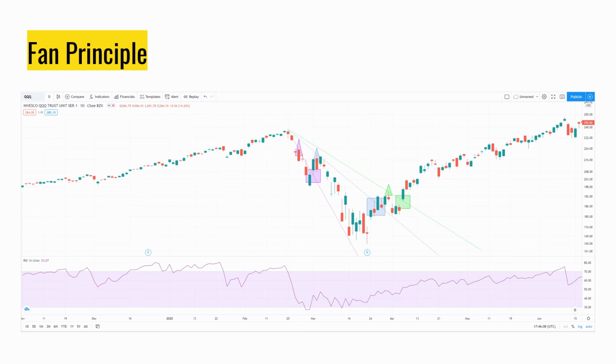Once this trend line was broken, a third trend line should have been drawn, as shown in the green line. This trend line once again observes similar price action, where the green triangle represents the rejection and the green square represents the breakthrough. Once this trend line was broken, the fan principle states that it is safe enough to buy in, and this was confirmed by later price action as price has recovered to all-time highs.